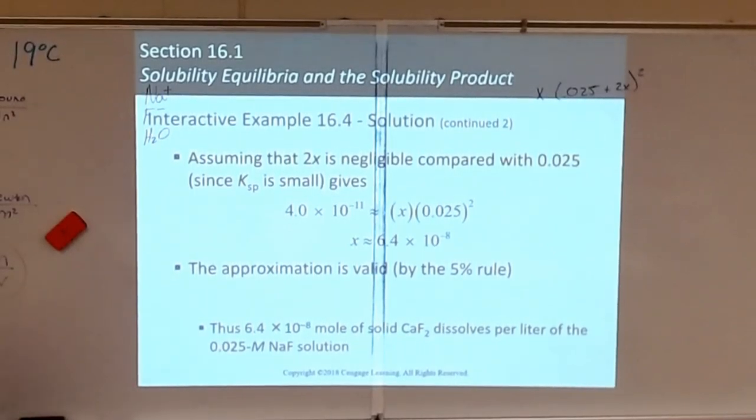This says that if I have a solution that's 0.025 molar already, I'm going to be able to dissolve 6.4 times 10 to the minus 8 moles of calcium fluoride. Now, if I wanted to, I could compare that to how much I could dissolve in pure water.